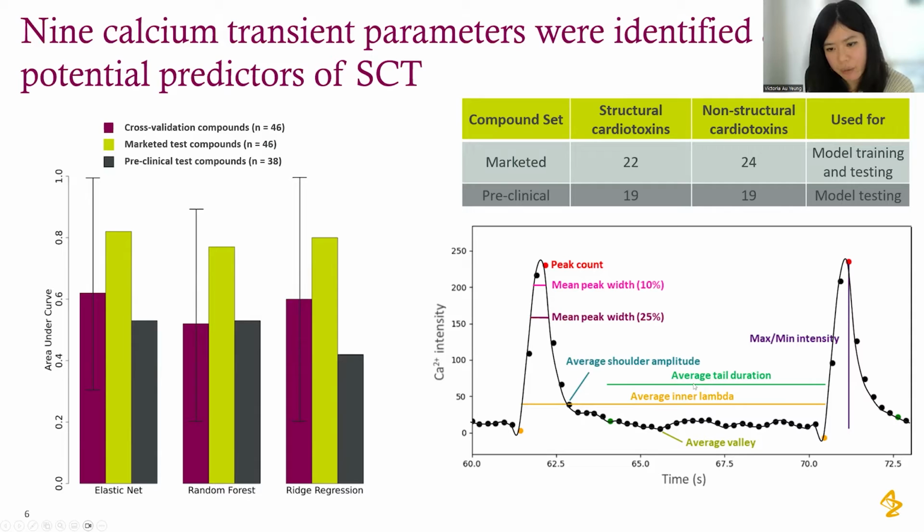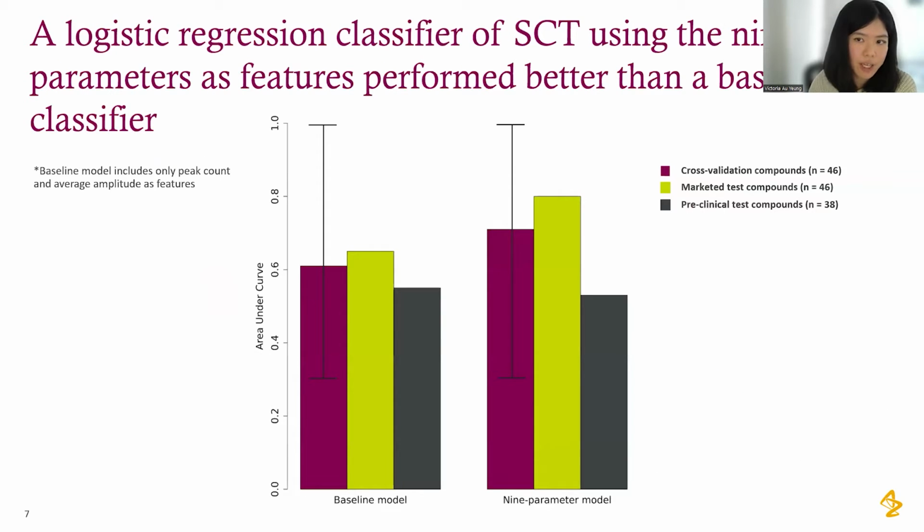We also had average tail duration, average inner lambda, which is like the period for a cycle, the average valley, which is the low point in the cycle, and also the maximum and minimum intensity. So finally, we took these 9 different parameters and we put them into a logistic regression classifier and compared them to a baseline classifier of SCT.